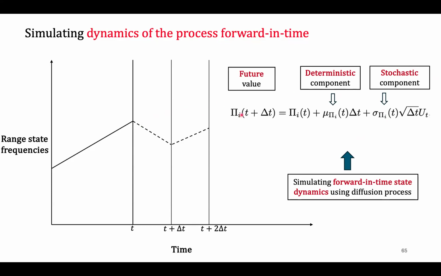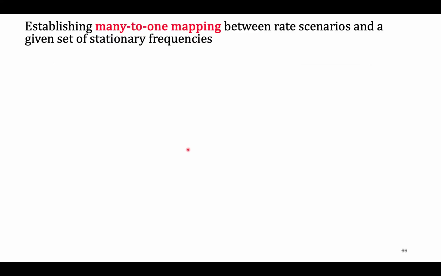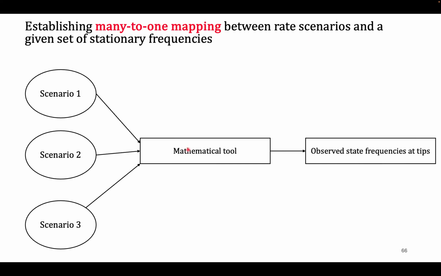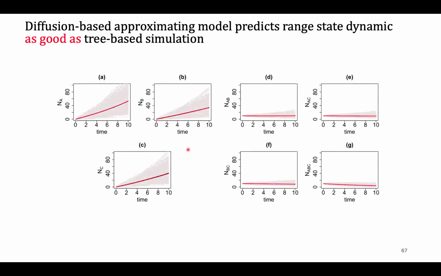this pi i at t plus delta t, using the current value, this pi i of t. So you basically want to find the expression that describes this deterministic component and the stochastic component, and use the equations to simulate the trajectory over time. So in general, what we want is that we have this observed state frequency. We use this mathematical tool to link between different biogeographical scenarios and the observed state frequency that we see at the present.